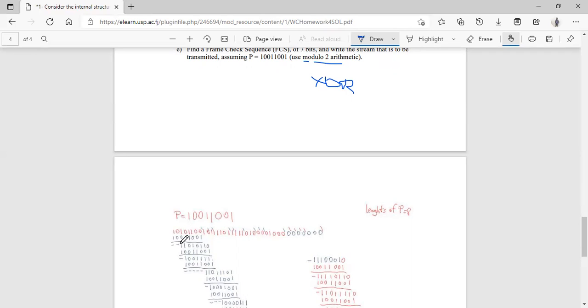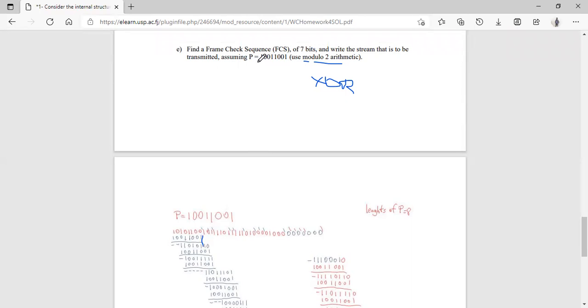1 0 gives me 1, 0 1 gives me 1, 1 1 gives me 0. Remember, likes give me 0, unlikes give me 1. That's the rule of XOR. Then 1 0 is 1, 0 0 is 0, 0 0 is 0, 0 1 is 1. So we stop over here. How many bits do we have? 1, 2, 3, 4, 5, 6. Up till this operation, we have 6 bits.